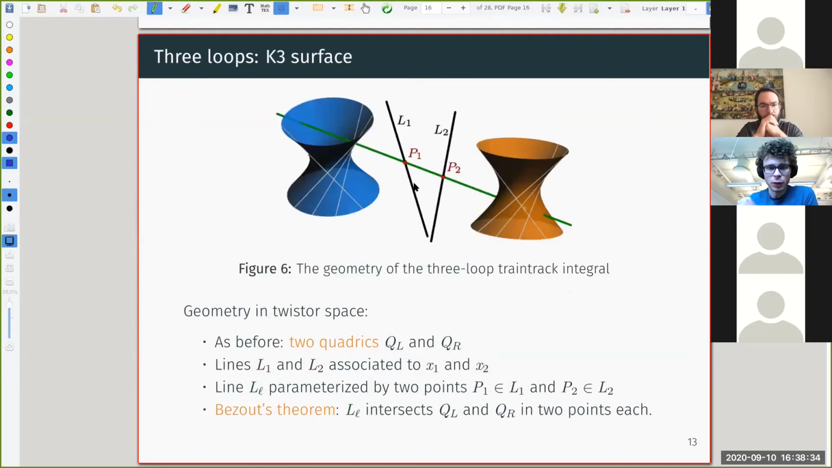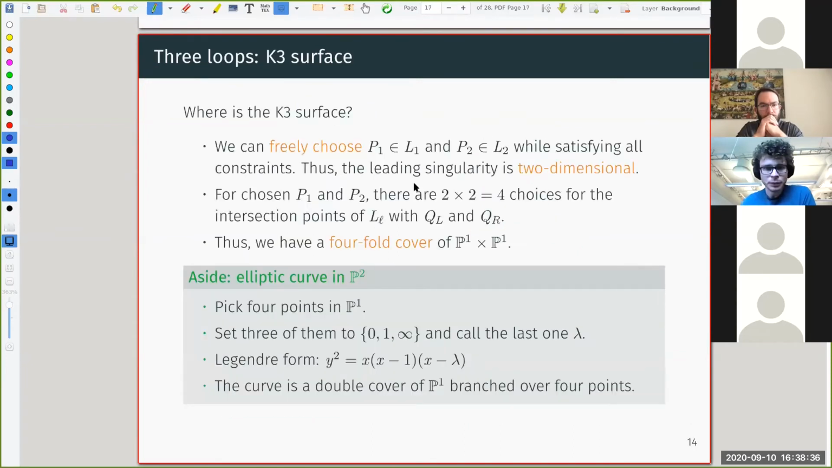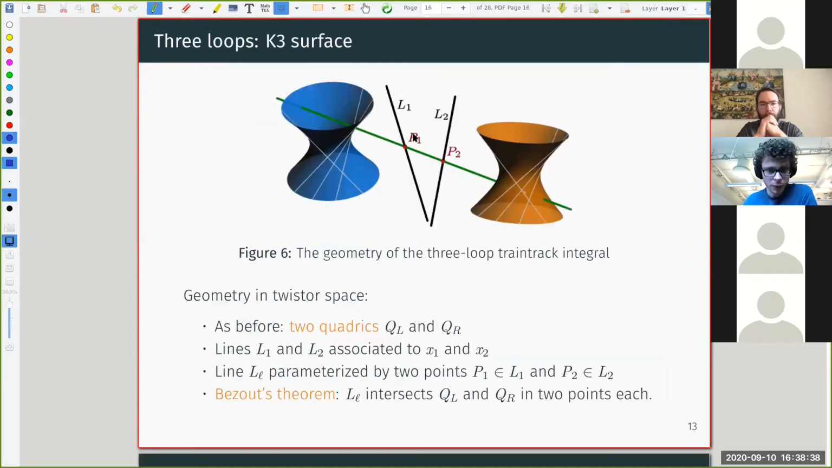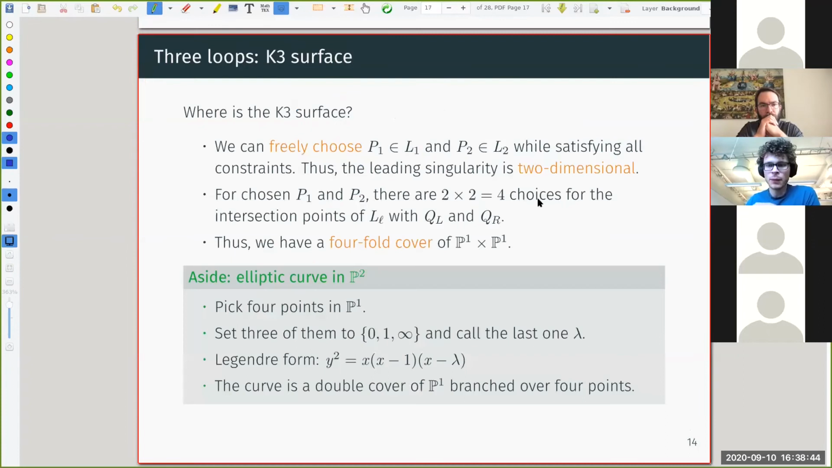Sorry, I went in the wrong direction. So for example, I can choose this one and this one, or I can choose again this one and here the other one. So in total, there are 4 choices for these intersection points. So in total, we can say we actually have a 4-fold cover of P1 times P1. And these P1s correspond exactly to these lines here. Okay, so in total, we have this 4-fold cover of P1 times P1.